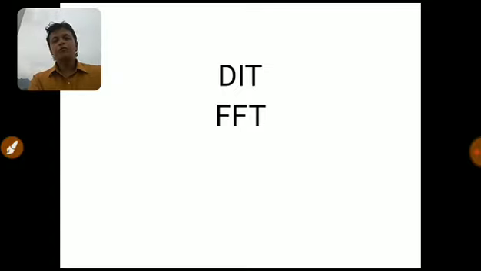Today we shall discuss how to do fast Fourier transform using decimation in time. There are two ways by which fast Fourier transform can be approached. One is DIT, that is decimation in time, and another one is DIF, decimation in frequency. Today we shall discuss the DIT algorithm.